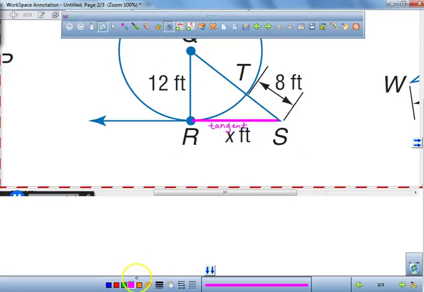Now, what does this part of the problem represent? What does that represent? The radius, right. And what do radii always form with a tangent segment or line? A 90-degree angle, so 90 degrees like this.